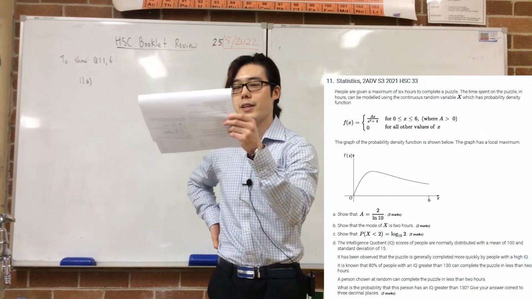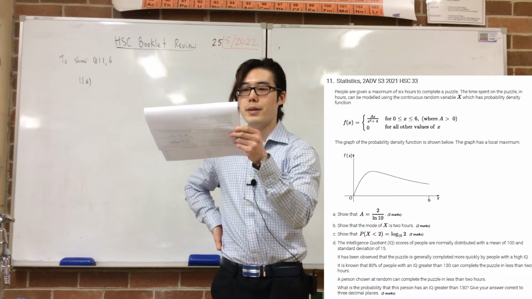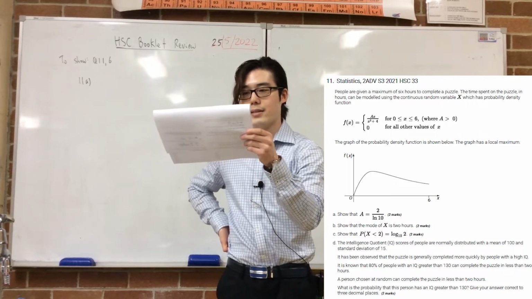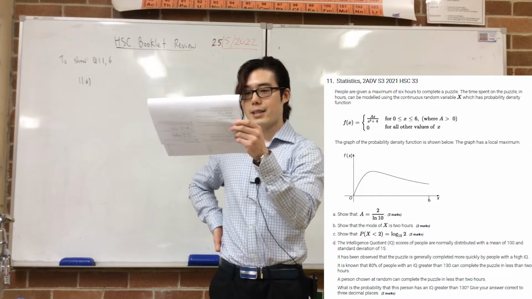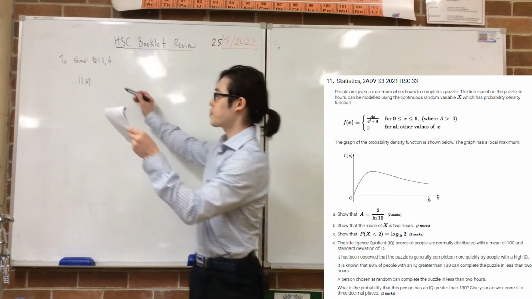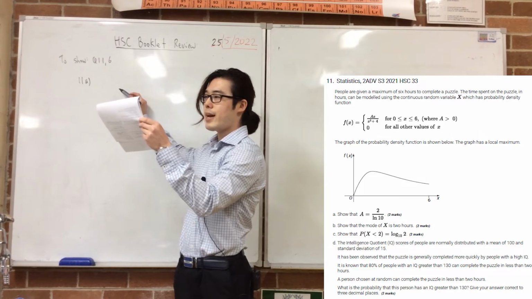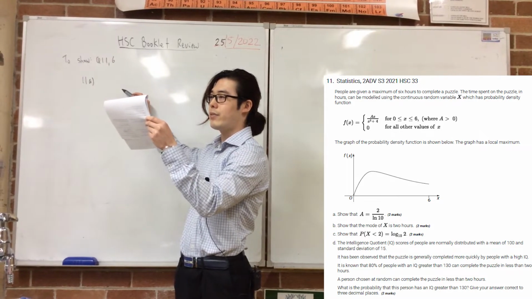Which has probability density function that. Okay. So the graph of the probability density function is shown below. The graph has a local maximum. Okay, let's have a look at the first question. Part A. Ladies, show that A is equal to 2 over ln 10.